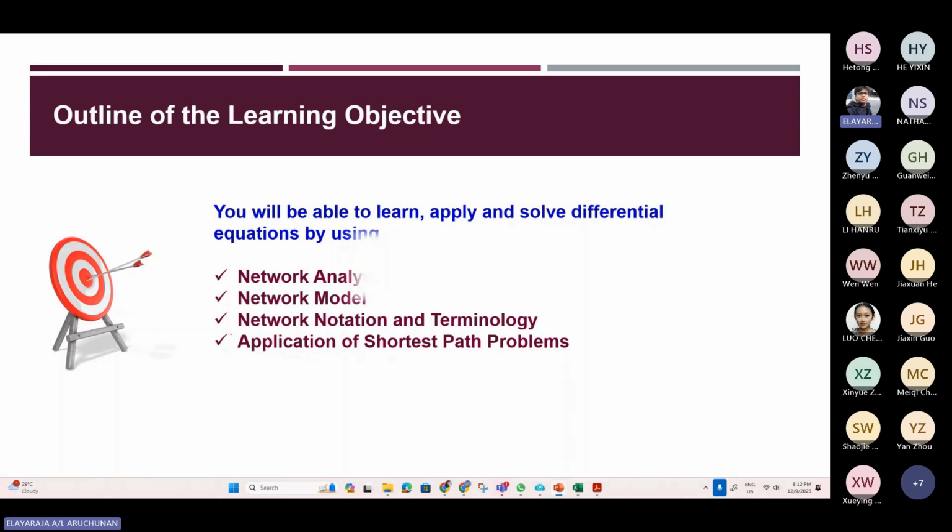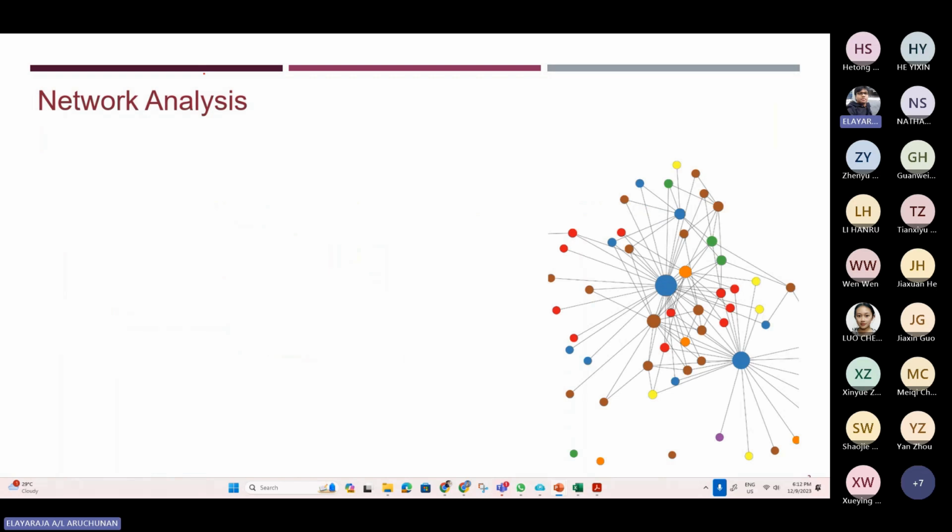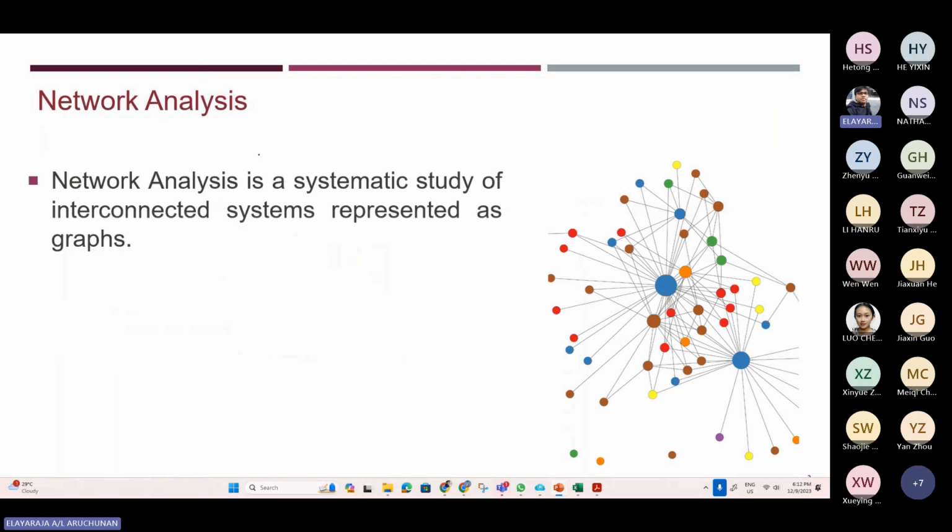All right. So this is mainly the content we're going to look at in today's lecture, and we will go into detail. Okay. So basically, network analysis is a systematic study of an interconnected system, which is represented as a graph. Okay. So this is what we call the network model.